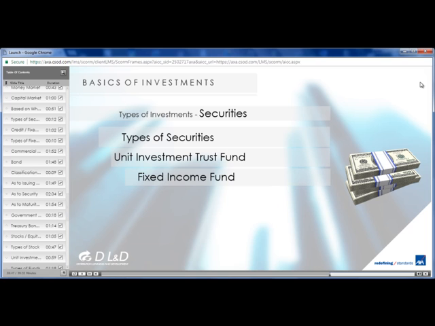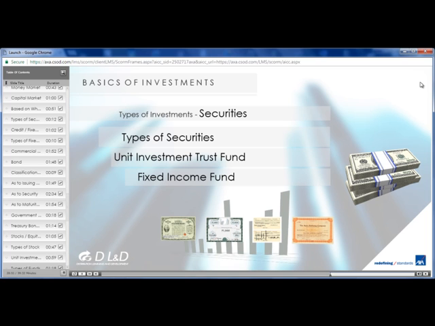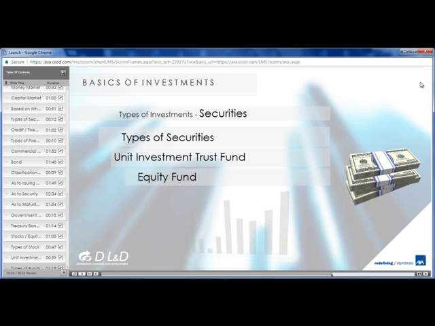Fixed income fund. Primarily, investments are made with fixed income instruments and other forms of financial instruments offering regular income. Investments follow prevailing rates. Examples of this are treasury bills, commercial paper, and bonds. Equity funds. Investments are made principally in stock issues.